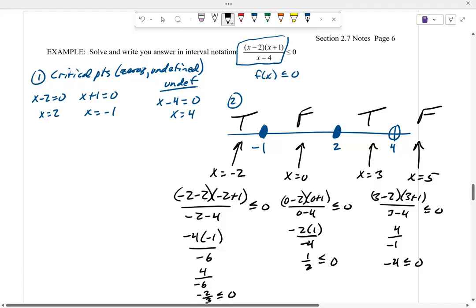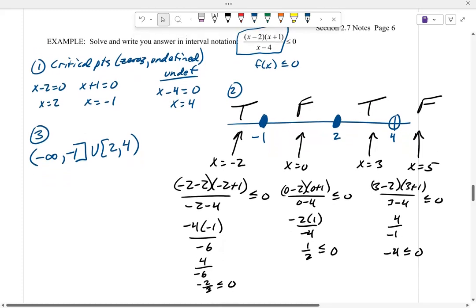Okay. So my solution here would be from negative infinity up to negative 1. I have to include negative 1, right? I got to fill in there. Not between them, that's false, but I can go from 2, including 2, up until 4. Including 4, right?